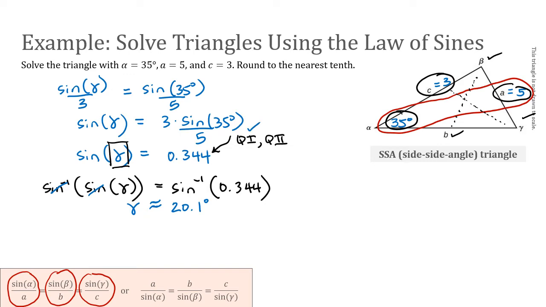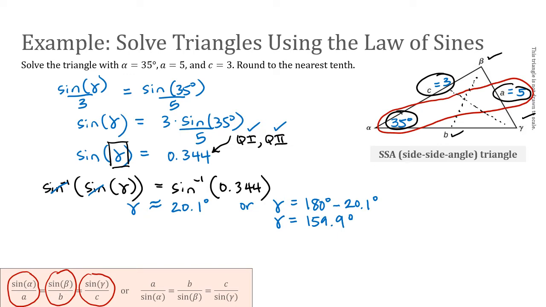Now, what would the quadrant 2 angle be? Well, think about reference angles. The reference angle of 20.1 degrees is 20.1 degrees. So my other choice for gamma would be 180 degrees minus that reference angle. And if I use that, 180 degrees minus 20.1 degrees, I get 159.9 degrees. And that is my second quadrant angle.